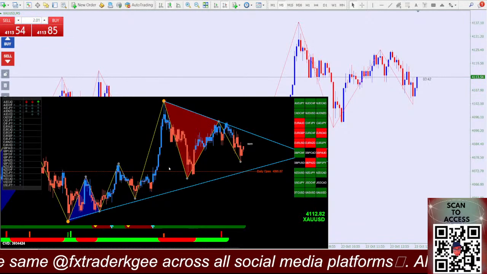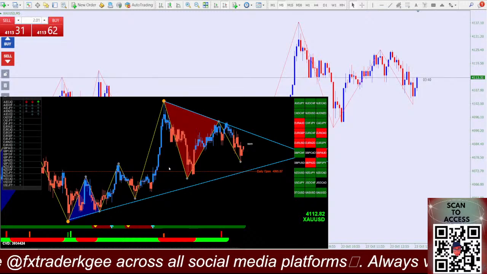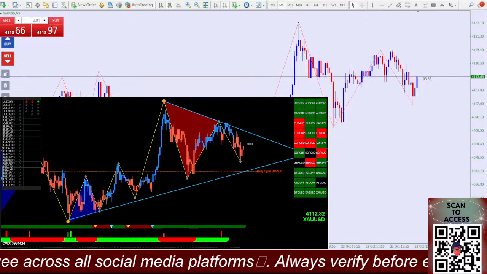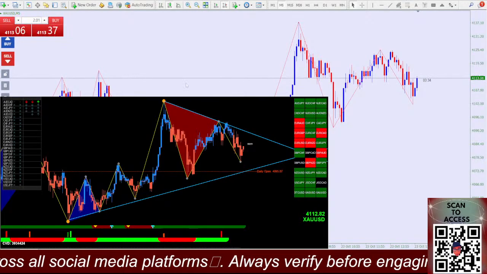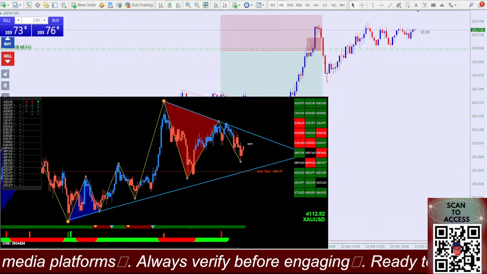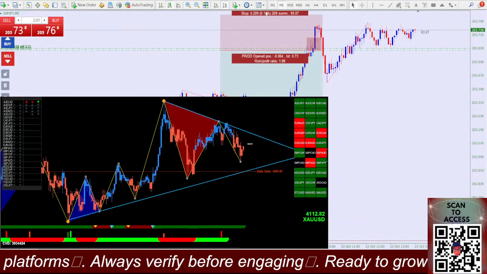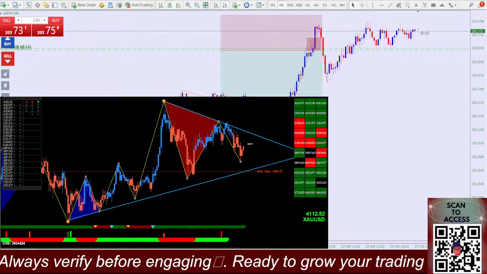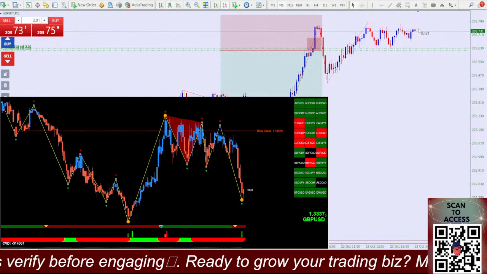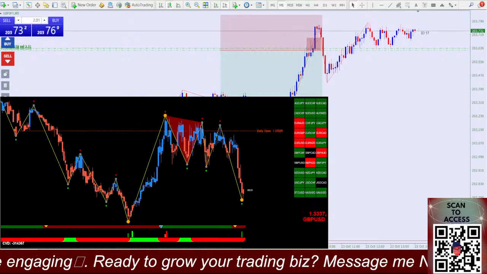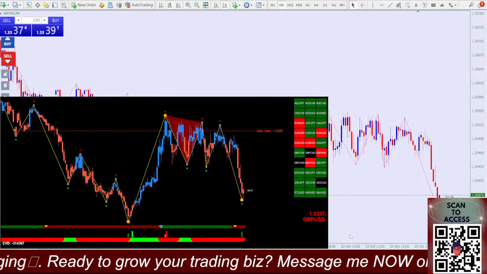So let's look at GBP USD and GBP JPY. Those two boys. GBP JPY, you must not be stuck. If you want to go SL, go SL. If you want to go TP, go TP. Break this thing. Okay, GBP USD.